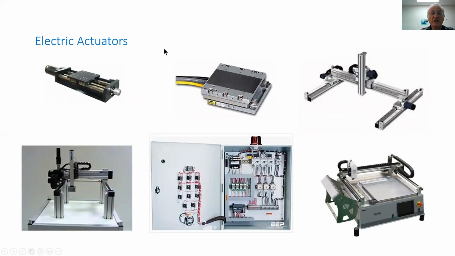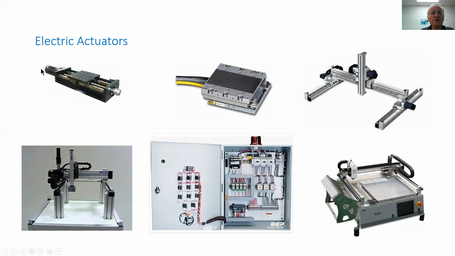Electric actuators are the most commonly used actuators in the automation mechatronic business. They come in various forms. We see over here a miniature stage driven by a linear motor. There's only 2 parts to the linear motor versus 20 parts to a rotary motor, very compact, very high performance, made by Parker.